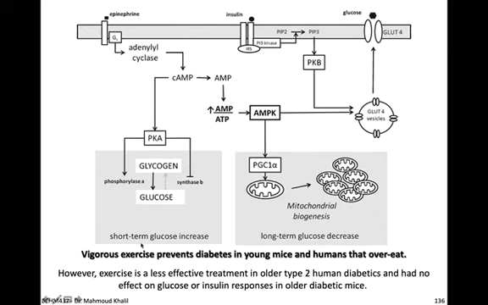However, they found as well that the exercise, although we said that vigorous exercise prevents diabetes in young mice and humans that overeat, is a less effective treatment in older type 2 diabetic humans and had no effect on glucose or insulin receptor in older diabetic mice. So it seems that the exercise is only working as a preventive mechanism, okay?